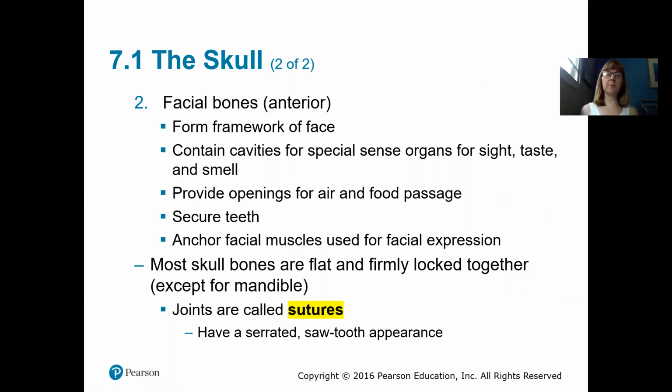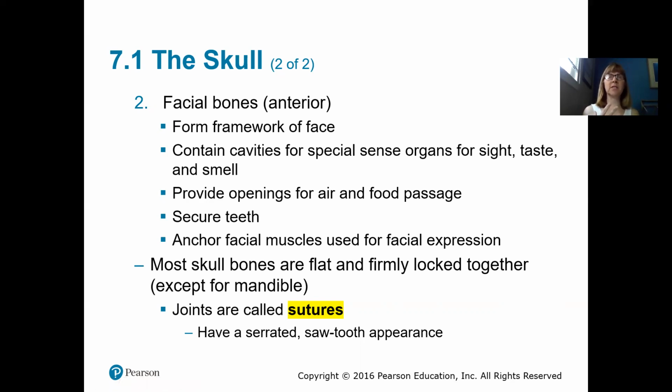All right, then the front part are the facial bones. That's what makes up your face. So the framework for the face, and then it has a whole bunch of different cavities, more so than other parts of your body, because those are the cavities that allow for your special senses, your sight, your taste, your smell, openings for air and food passages, containing your teeth, anchoring all those important facial muscles. So there's a lot more going on.